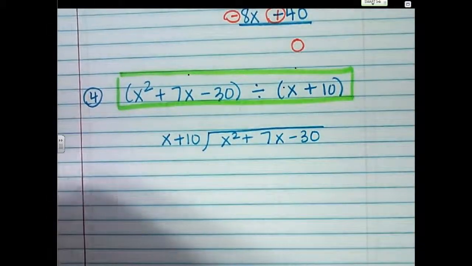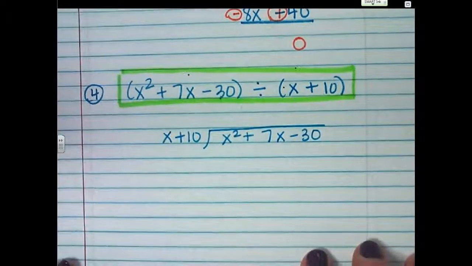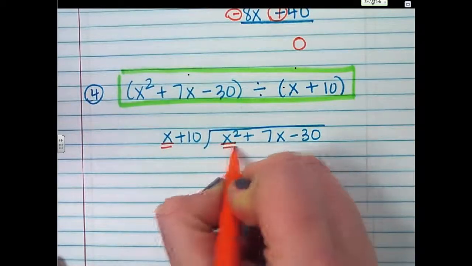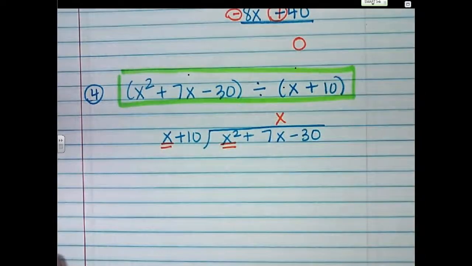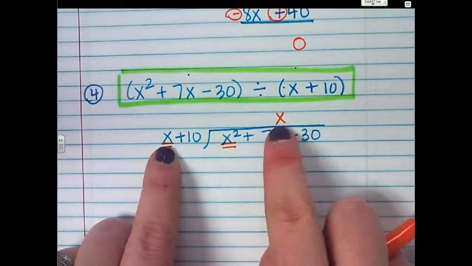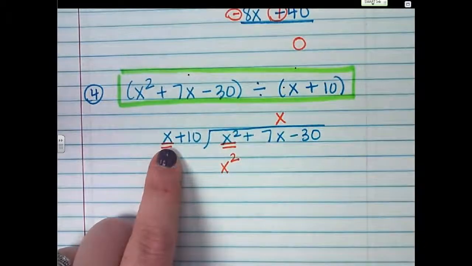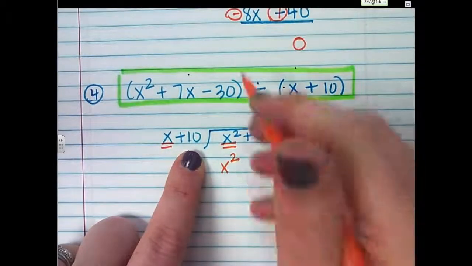So the ones we're doing today are all kind of similar. Tomorrow we'll get a little bit bigger. We'll have remainders. So I start here. What times x gives me x squared? Is x. So I put an x up above there. Make sure you multiply both parts. X times x is x squared. X times 10, 10x.